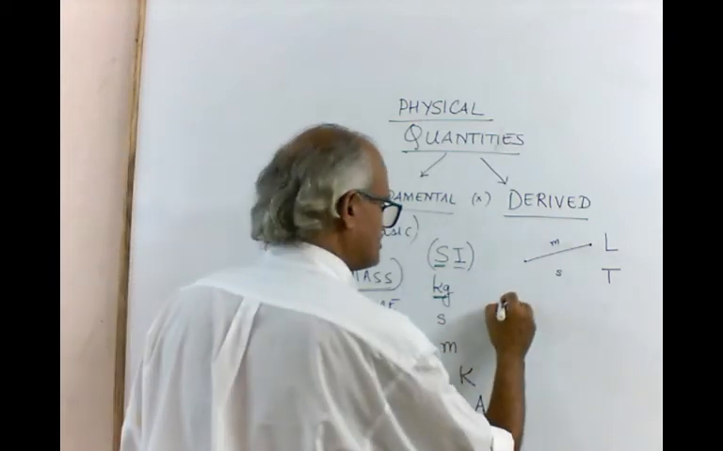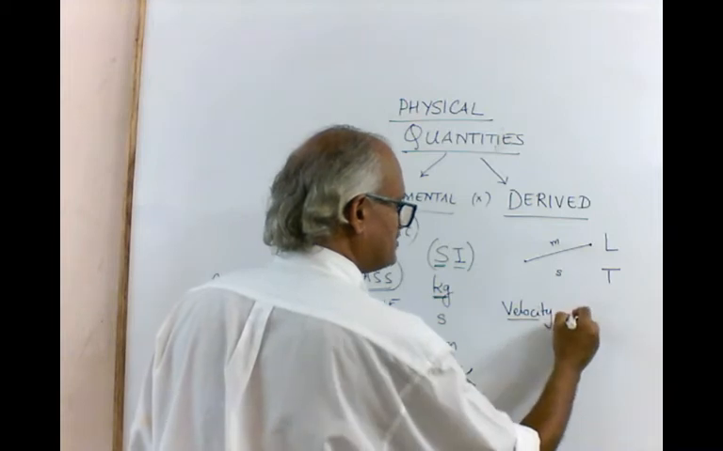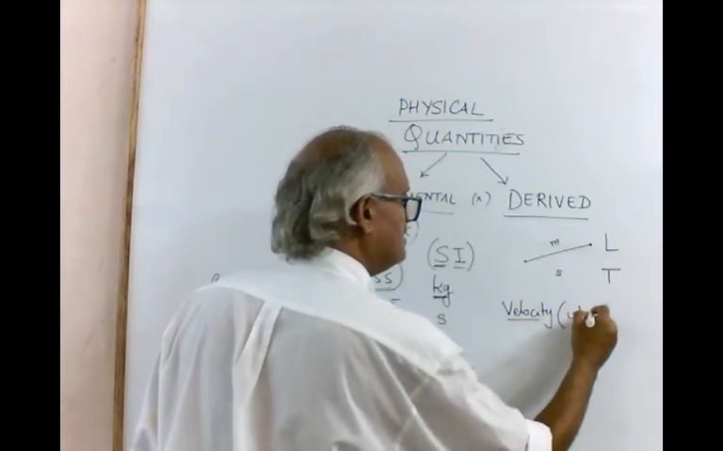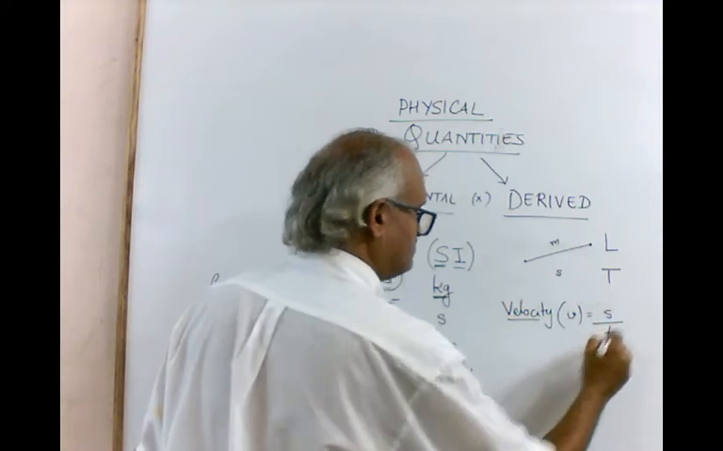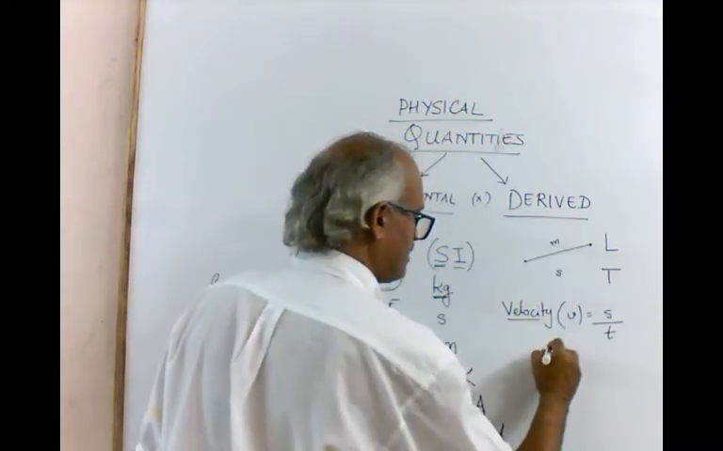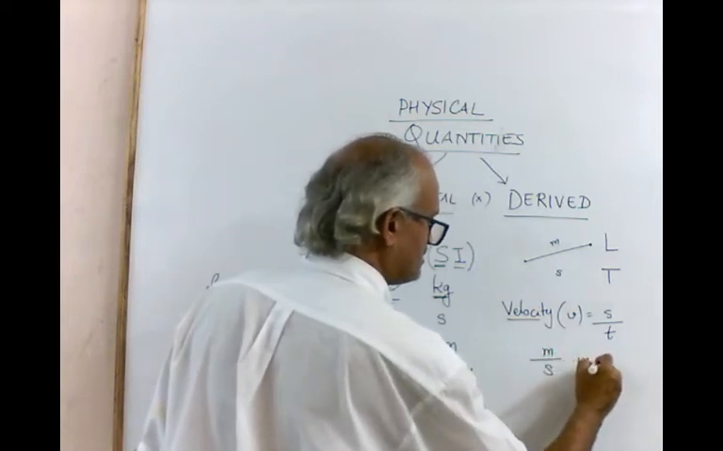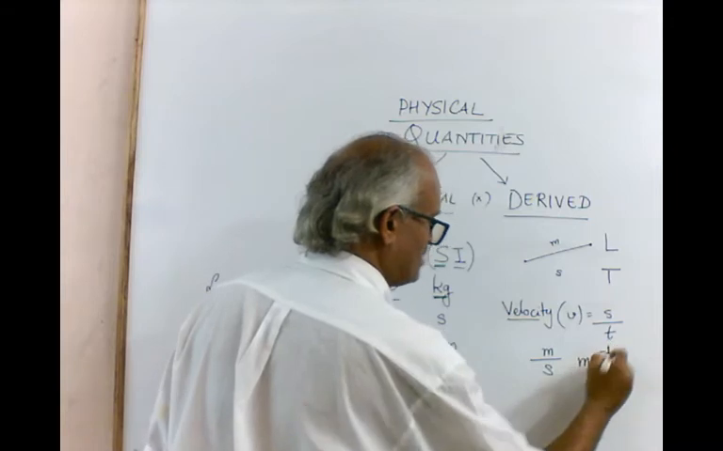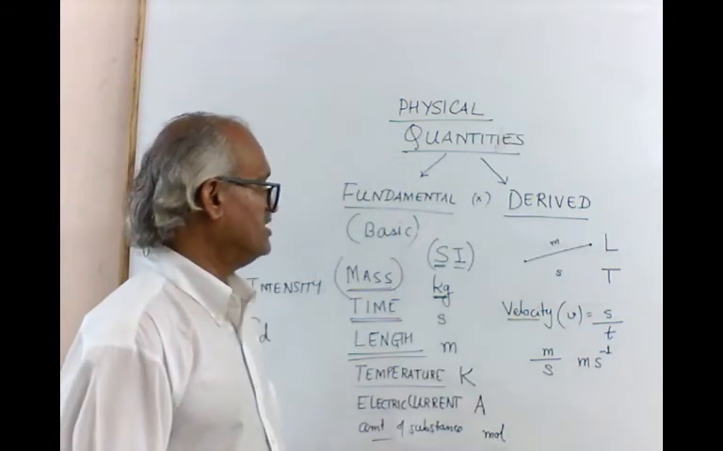That gives you velocity. So velocity, often written as small v, is displacement upon time. And so its unit will be meter per second, or sometimes written meter s raised to -1 इस तरीके से. So ये एक derived quantity होगी.